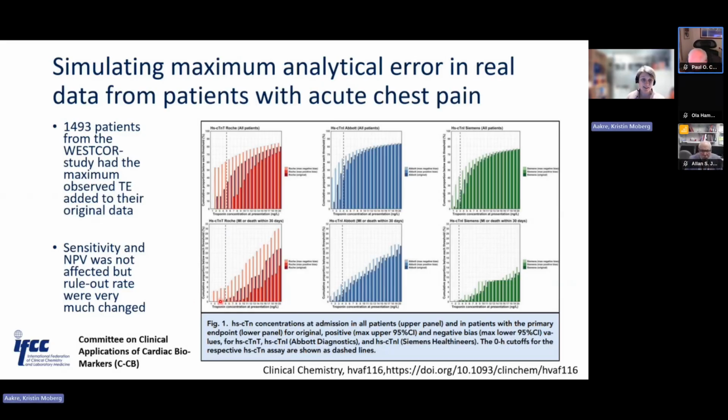As long as you are within, of course, the analytical error of the assay. Within those limits, you can do what you want. It affects so few patients that it doesn't matter. However, for those who do not have myocardial infarction, most of them have quite low concentrations, and they are, as you can see here, very much affected by this manipulation. So the rule-out rate will be very different.